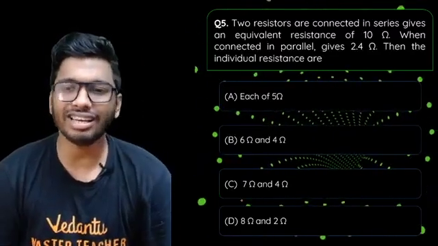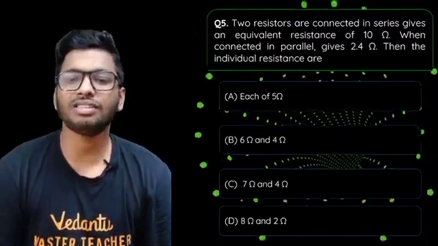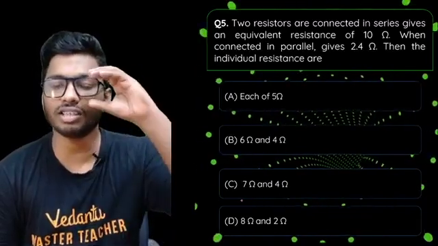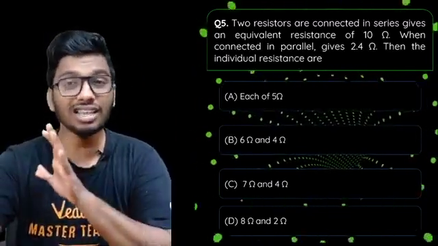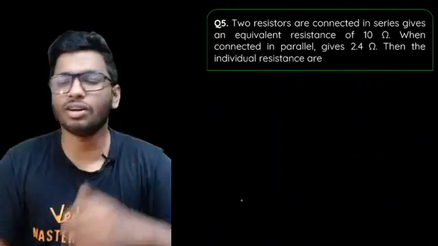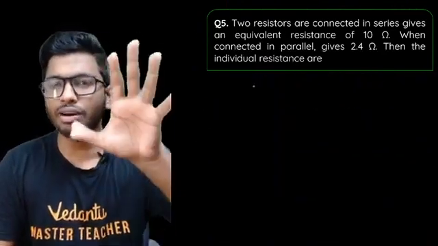So the options are: option A, each is 5 ohms. Option B is 6 ohms and 4 ohms. Option C is 7 ohms and 4 ohms. And option D is 8 ohms and 2 ohms. The question is actually pretty simple, but it requires a lot of calculation. So try to understand the question, guys.